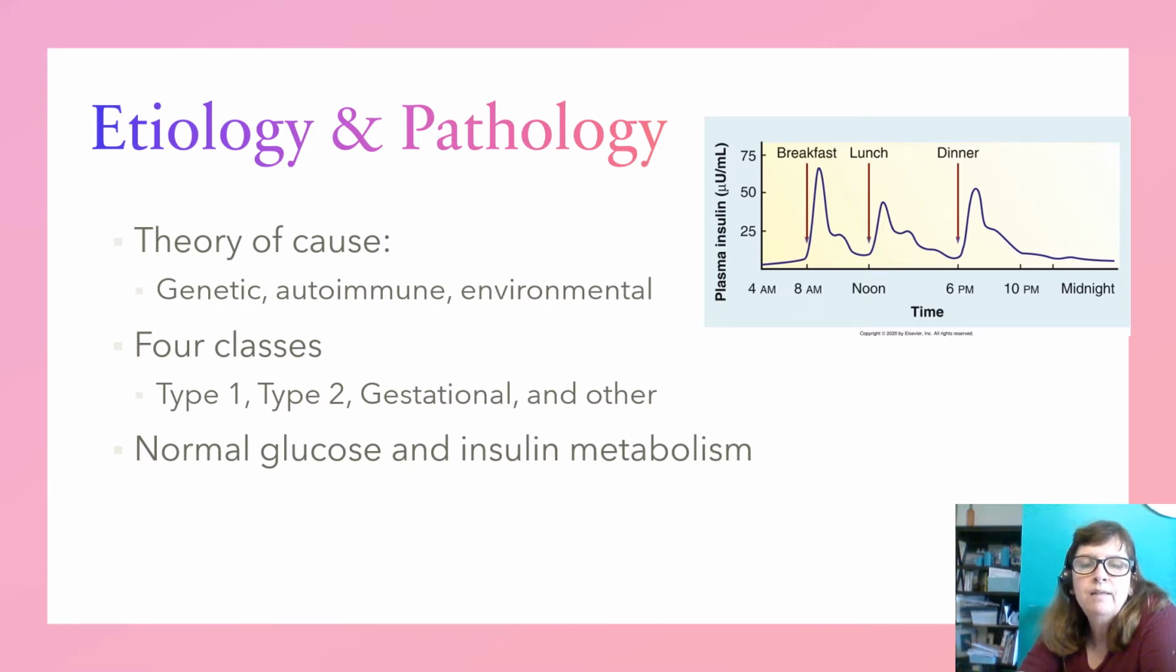Normal glucose and insulin metabolism. Insulin is a hormone produced in the islets of Langerhans, released continuously into the bloodstream in small increments with larger amounts released after food. The daily amount of insulin secreted by adults is about 40 to 50 units. It stabilizes the blood glucose level in a range of about 75 to 106 milligrams per deciliter.